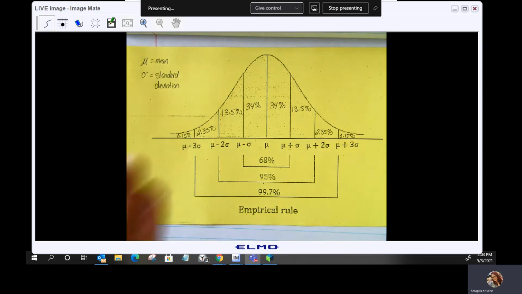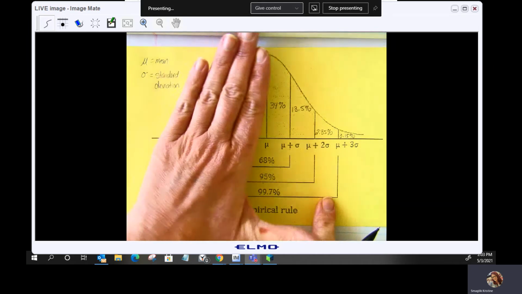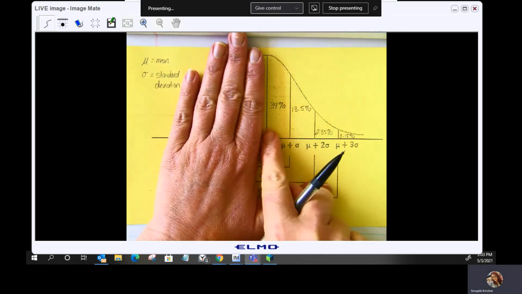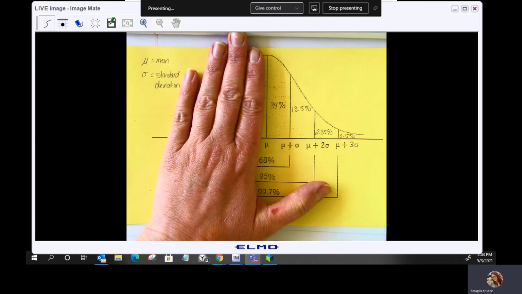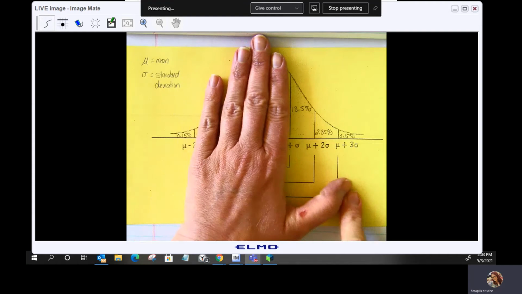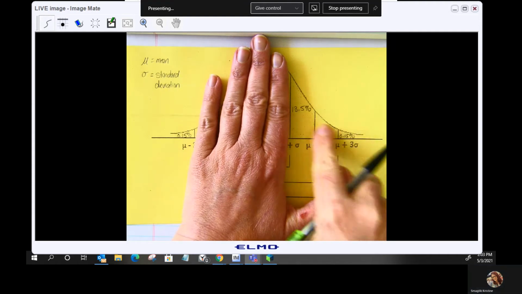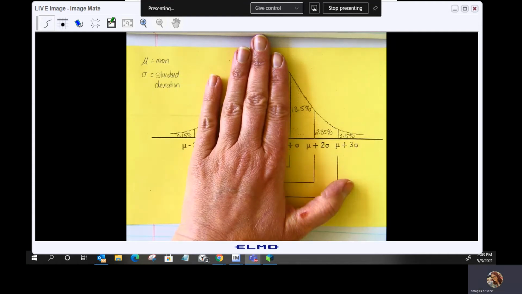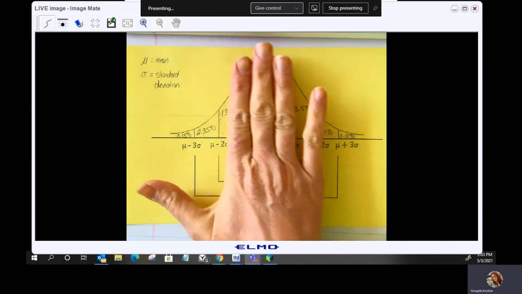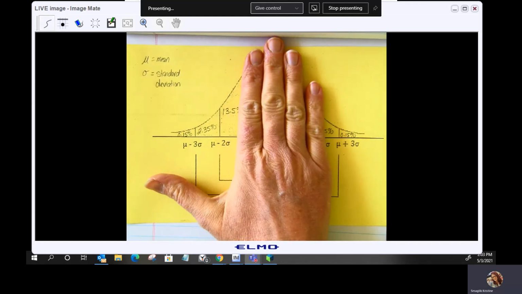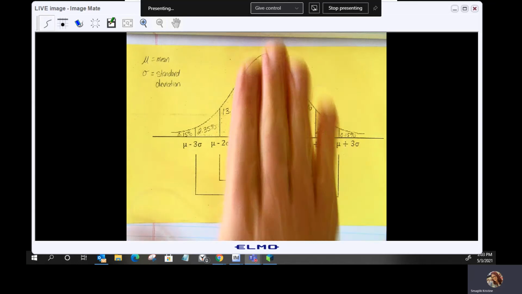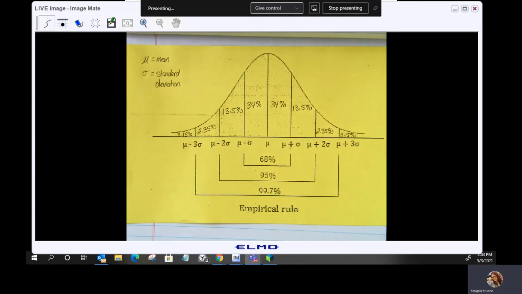And just know that you can take different portions. For instance, anything above the mean, that's 50% of the data. If I'm just going to look here at my top, this is the top 16% of my data. That would be the lowest 16% of my data. So we'll work through a few examples so you can get comfortable with using the empirical rule.